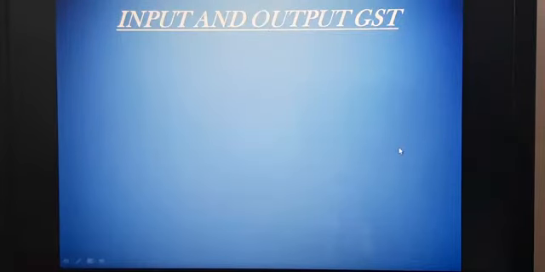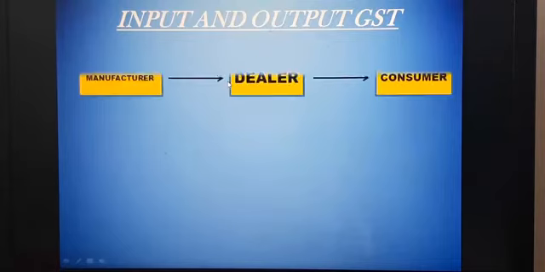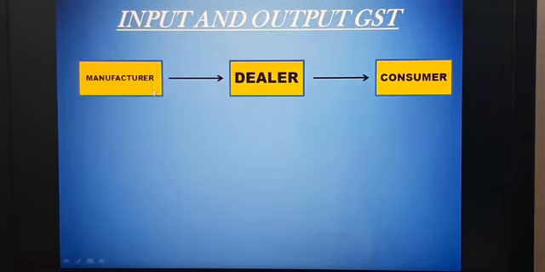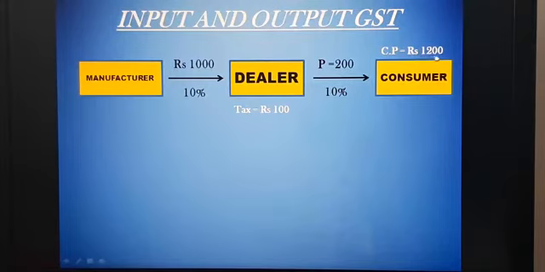Input and output GST. Let me explain input and output with the help of an example. There is a manufacturer, a dealer and a consumer. The manufacturer sells his article at rupees 1000 at the rate of GST 10%. So the tax receipt is 10% of 1000, which is equal to rupees 100. Now the dealer adds rupees 200 as profit and sells it to the consumer. So now the cost price for the consumer is rupees 1200.